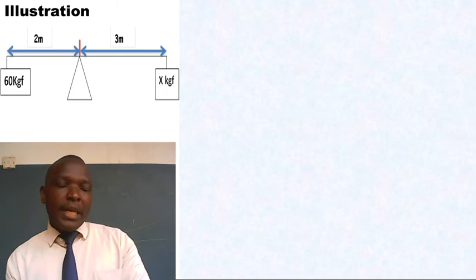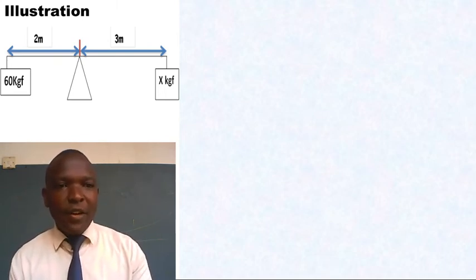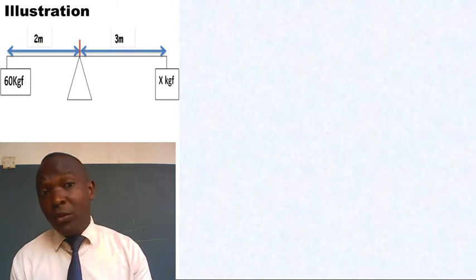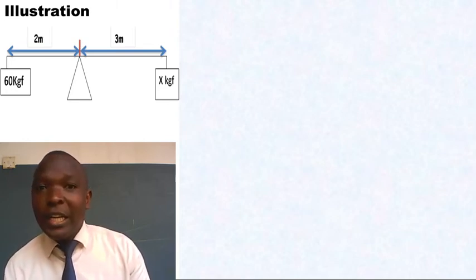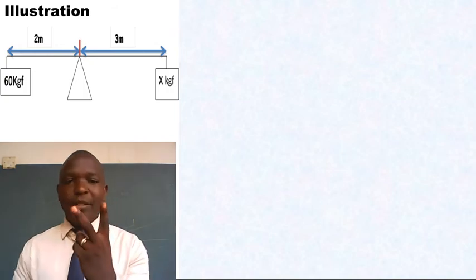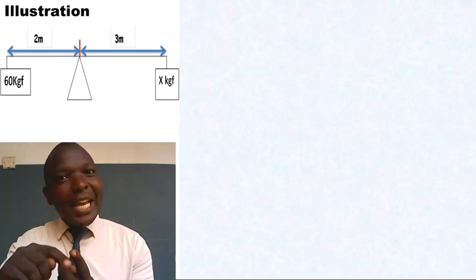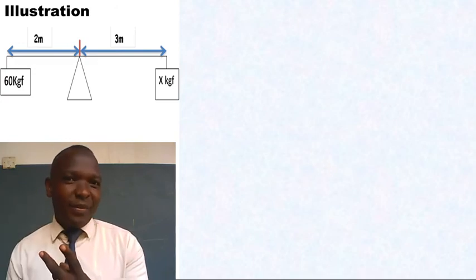Good. So we are seeing a diagram, right? That boy is 60 kilogram force. There is a distance of 2 meters. The girl is at 3 meters. We don't know the weight of that girl. Two things have to help us. One, sketch the diagram. Two, apply the law of moments.